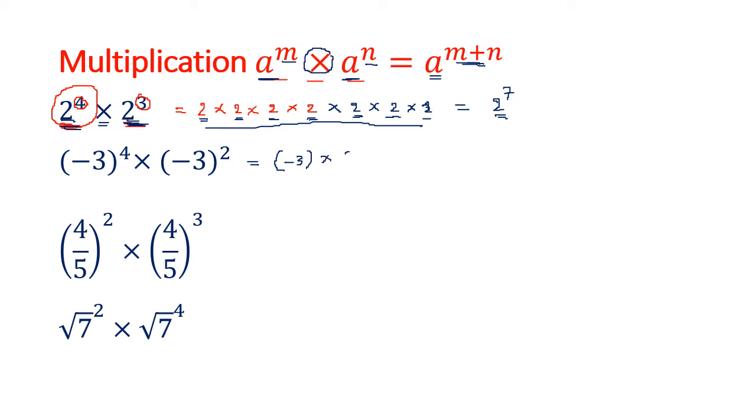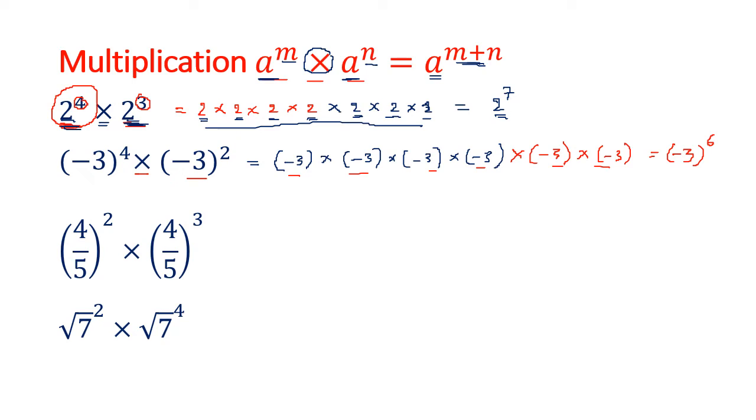So if you can do the remaining on your own: minus 3 raised to 4 is minus 3 into minus 3 into minus 3 into minus 3, 4 times, into minus 3 raised to 2, that is minus 3 into minus 3, 2 times. So totally we have 1, 2, 3, 4, 5 and 6, written as minus 3 raised to 6.